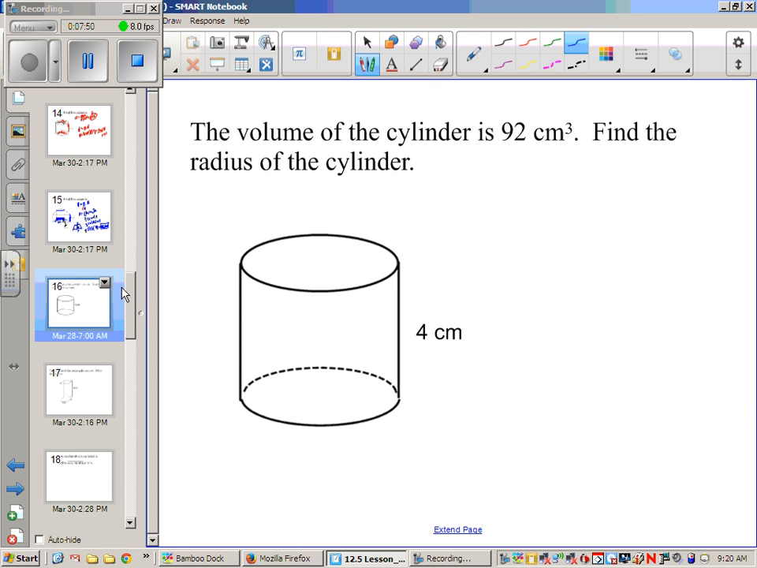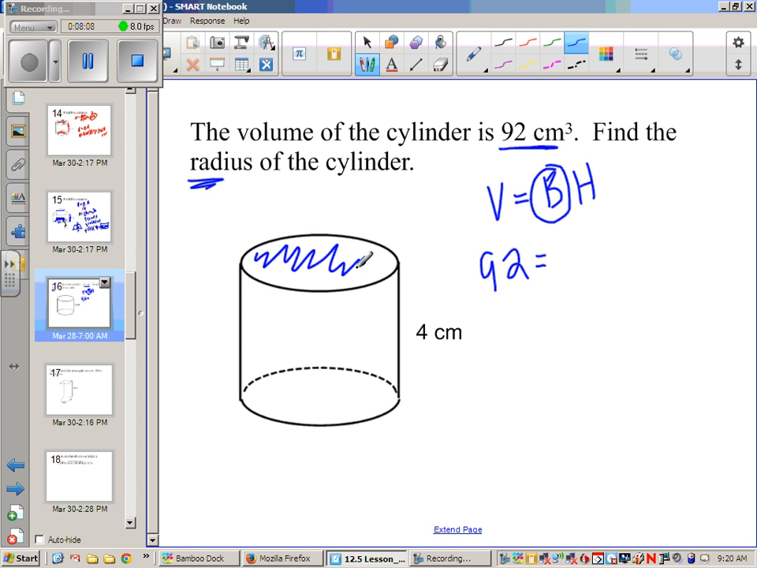This is kind of going backwards and going into some solving problems. So this one, it tells me the volume of a cylinder is 92 centimeters. Find the radius. So you always want to start with your formula, volume equals base times height. I know the volume is 92. I know that my base is a circle. That's a circle here. And if I were going to find that, I would use pi r squared to get that. But I don't know my radius, so I just have to leave it as pi r squared.